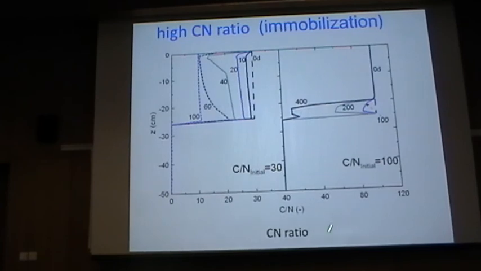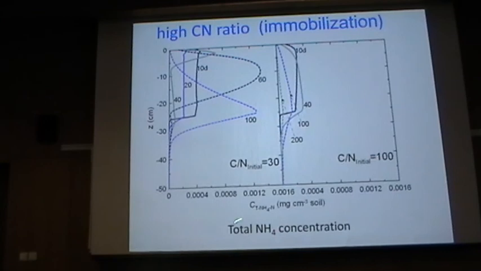This is a CN ratio profile. As mentioned, below CN20, immobilization occurs. Mineralization occurs, which means at 40 days, mineralization started near the surface, but immobilization still keeps on going here. In the case of CN100, stage 3 degradation occurs very slowly. At the final 100 days, stage 2 slow degradation starts to occur only in the lower part.